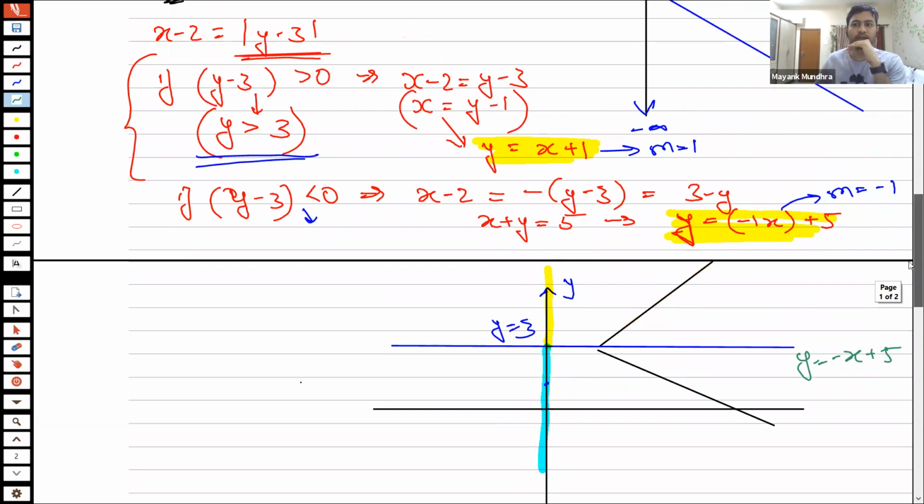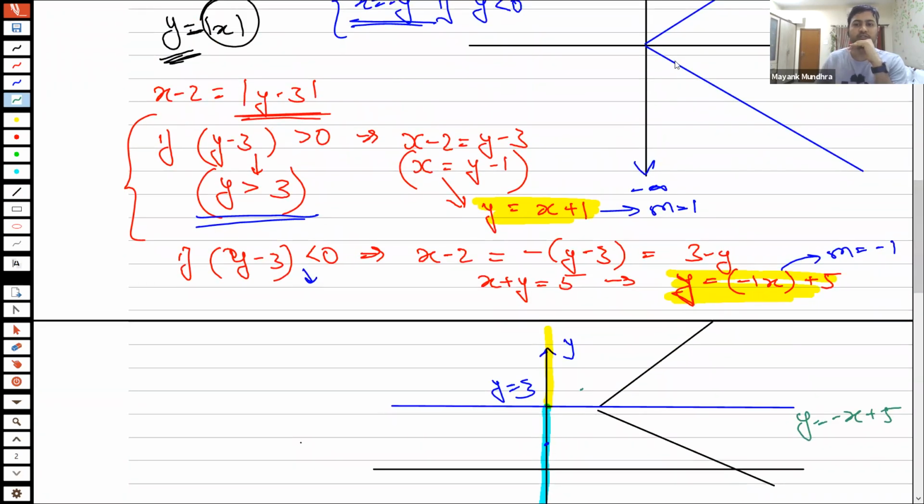Now I want to compare this curve with this curve. What is this point going to be? Can anybody tell me this point, the vertex point?